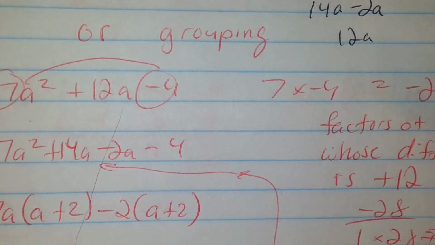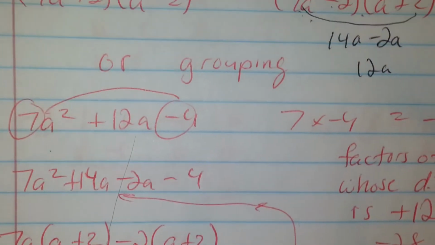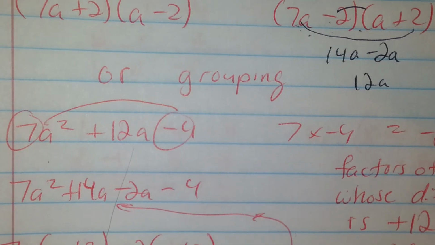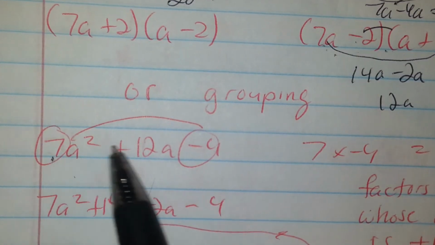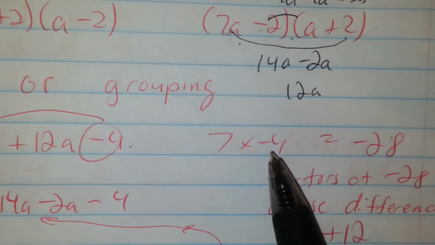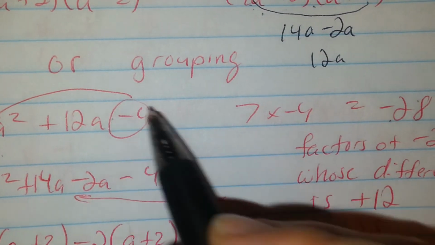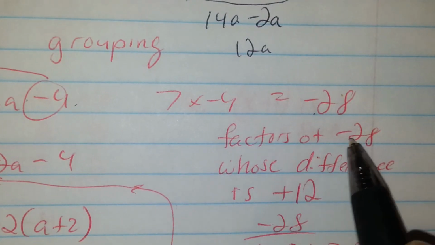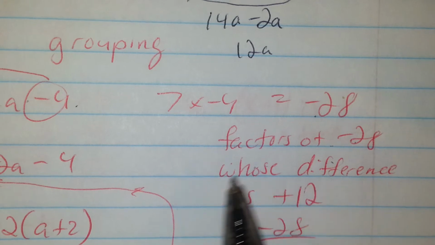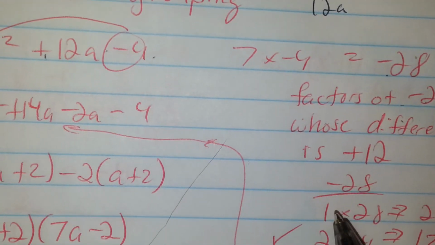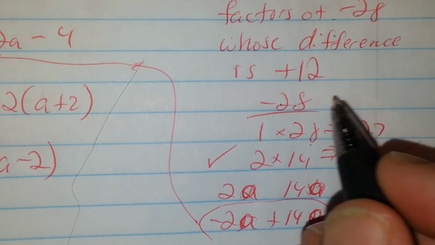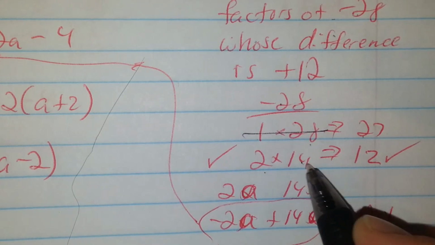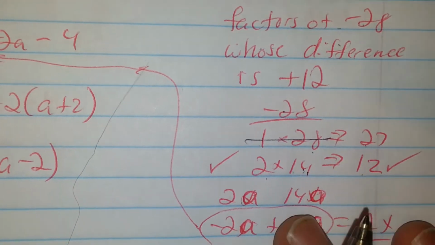The denominator. Oh, I'm sorry. Before I go on, I've got 7 minutes. We can do the grouping technique, where we don't have to mess around. It's very scientific, and there's no trial and error. I take the leading coefficient times the constant, and I get negative 28. Since this is negative, I'm looking for factors of negative 28 whose difference is 12. So here's negative 28. I go 1 and 28. The difference is 27, that's not it. And I go 2 and 14. The difference is 12. So there it is.